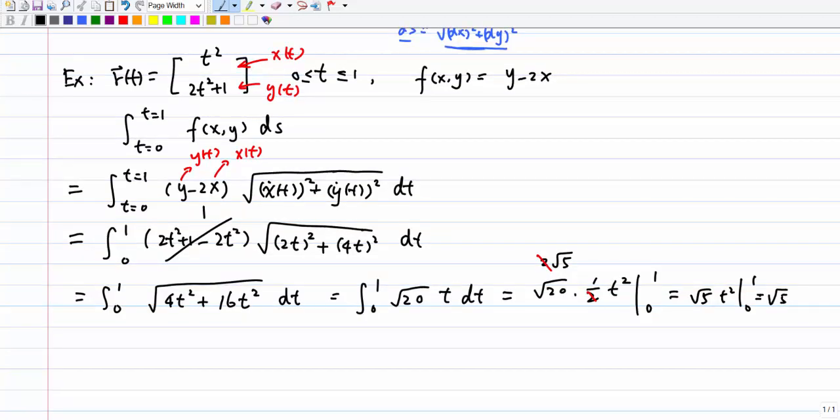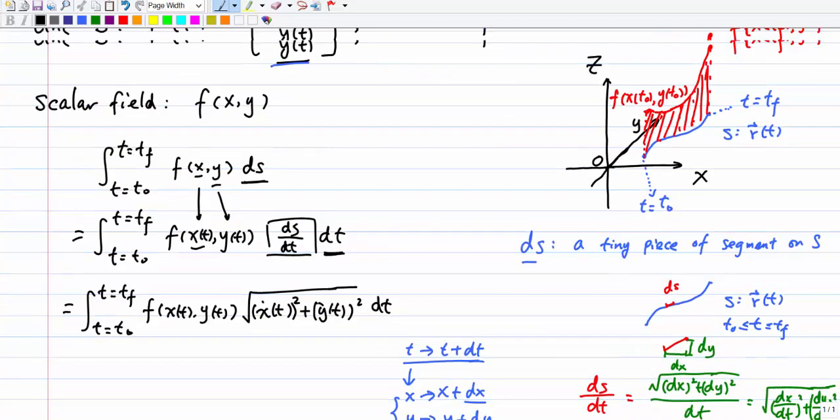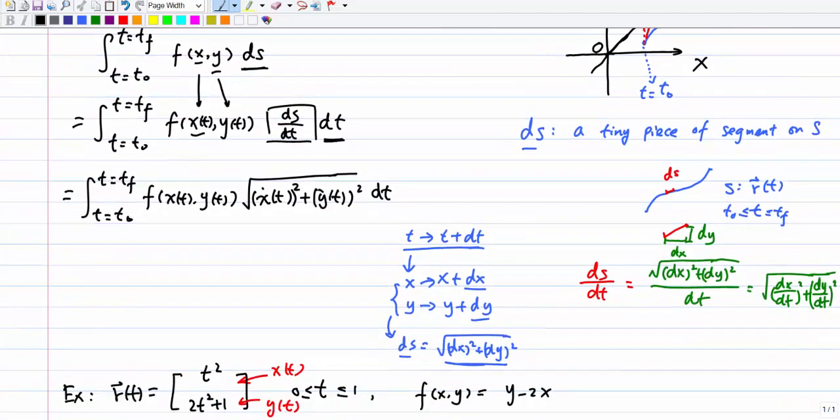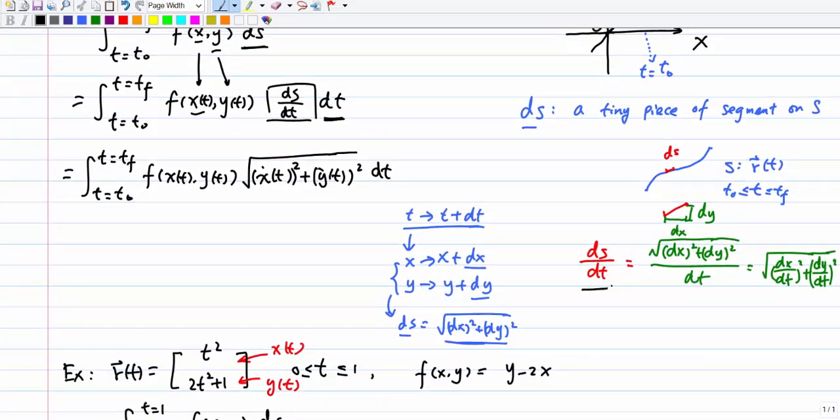I hope this gives you a good example of how we compute the line integral. The key idea is the main reason why we can write ds over dt. I can rewrite ds in this form because ds over dt is this, so ds will be just equal to the square root of (dx dt) squared plus (dy dt) squared, because we just moved the dt to the right-hand side. That's why I can do it this way.